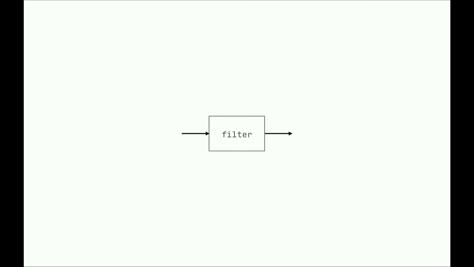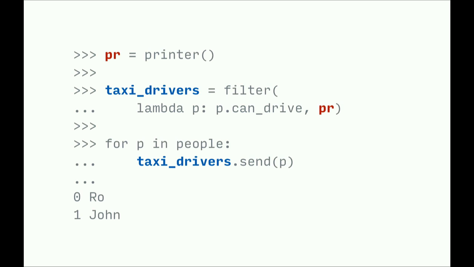So there are now two arrows, one on either side. And how we use it is we can create a printer sink at the top there. We have this filter pipe, which has a predicate to print people who can drive, and we pass our printer into taxi drivers there. And then for p in people, we're going to send all the people to our taxi driver's filter pipe, which will then send them onto our printer. So we can see here the two people that can drive are Ro and John. So my wife and I can drive. So this is slightly more useful. We can maybe start to see how this might become useful.